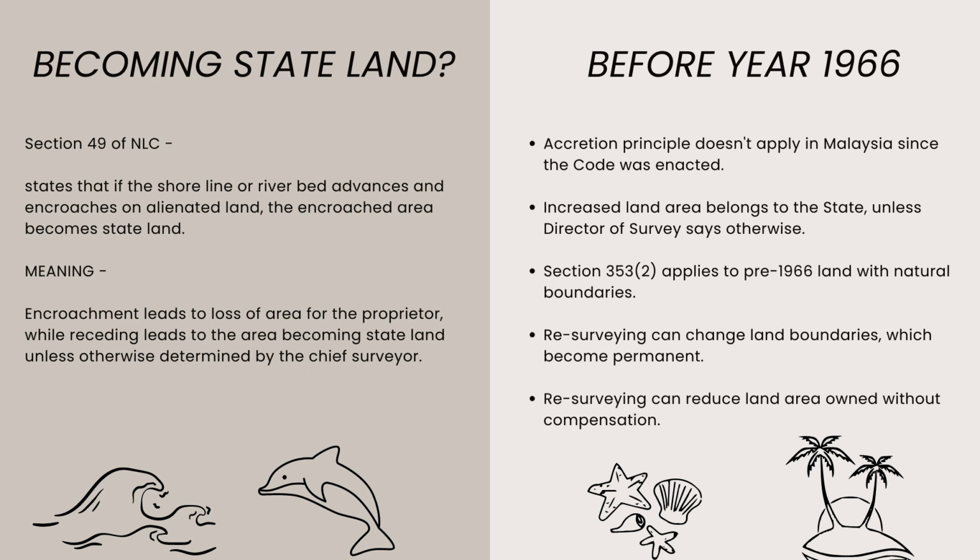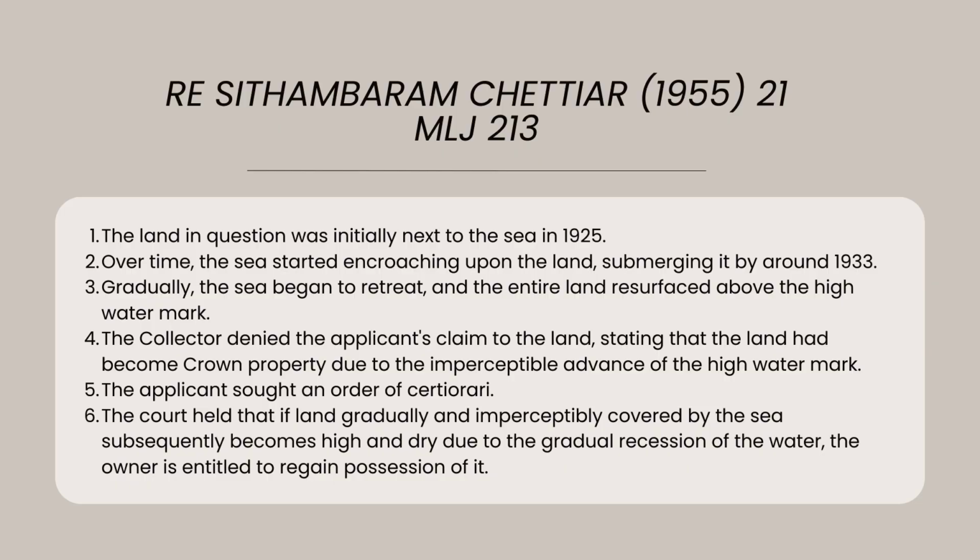So next slide is becoming state land, which refers to Section 49 of the National Land Code that states if the shoreline or riverbed advances and encroaches on alienated land, the encroached area becomes state land. And before the year 1966, which means that the accretion principle does not apply yet in Malaysia, this can be overcome by resurveying, which can change land boundaries and become permanent, and also resurveying can reduce land area owned without compensation.